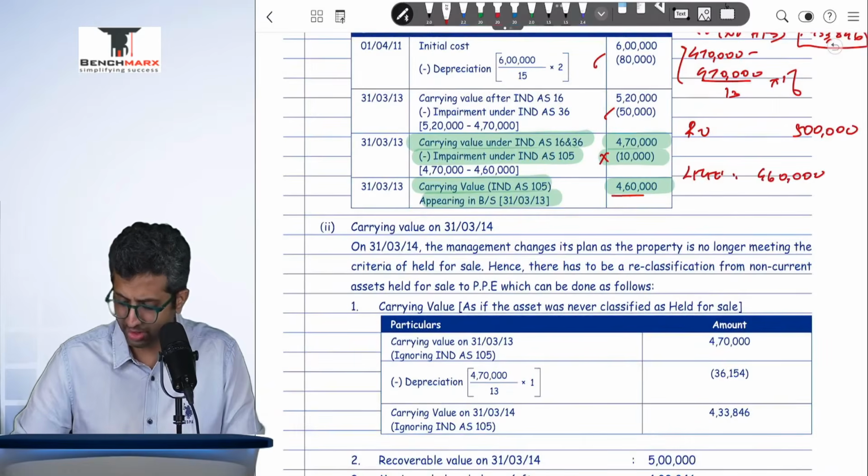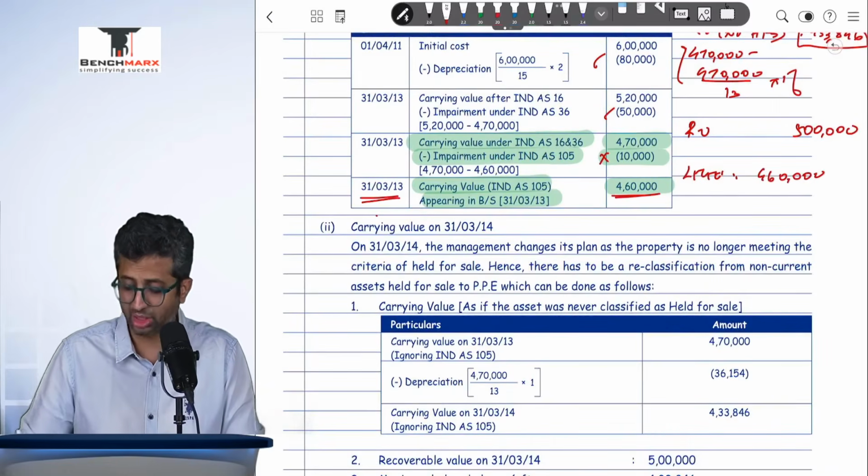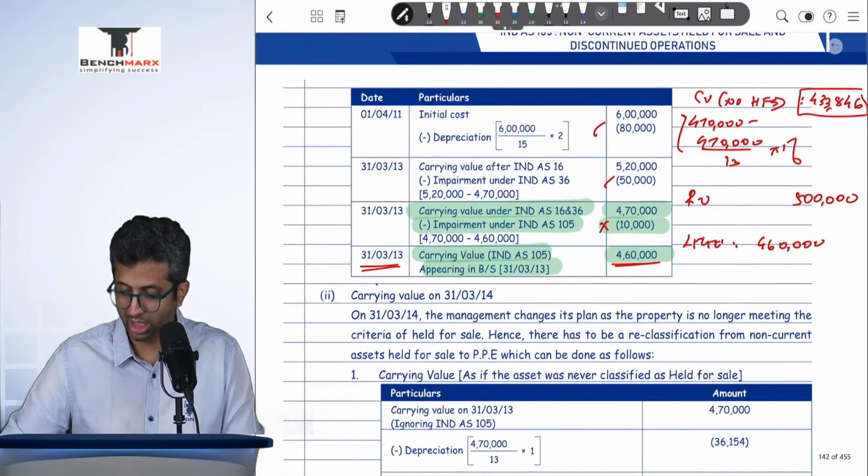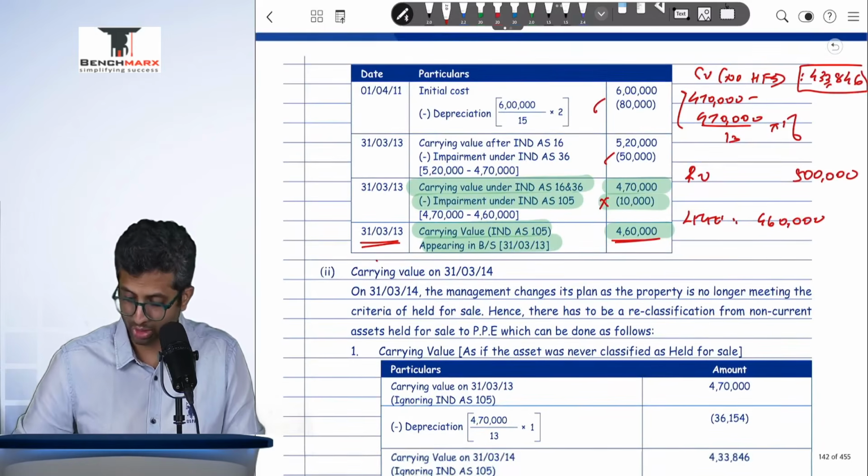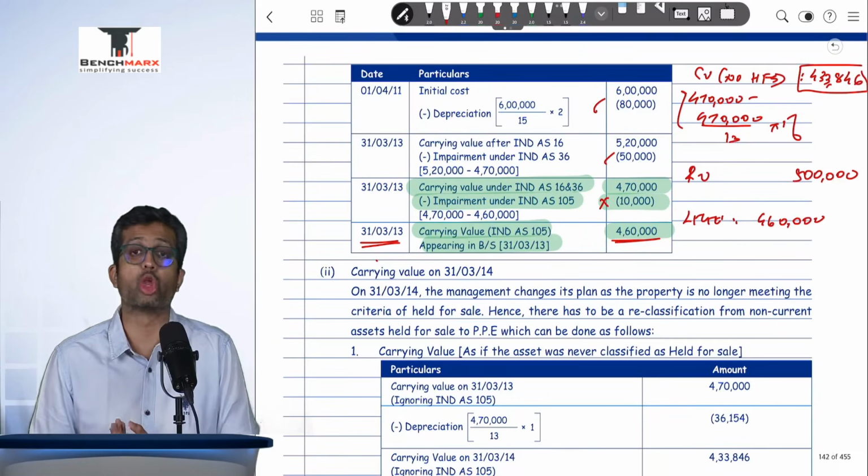There would have been no depreciation. Even on 31st March 14, there should be 4,60,000. Now we have to take it down to 433. So 460 minus 433,846. It will come to 26,154. This will be shown as a loss on reclassification.